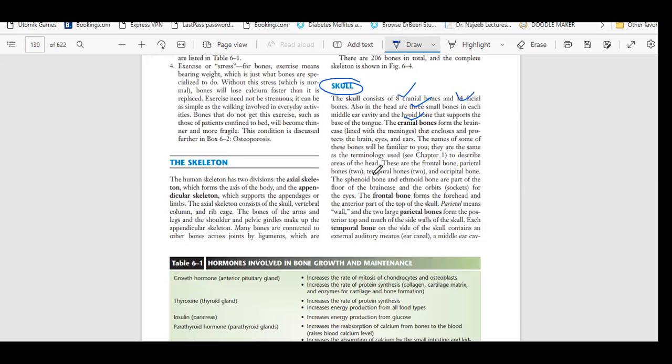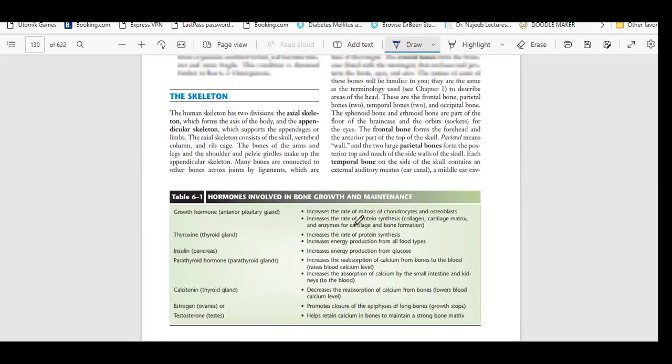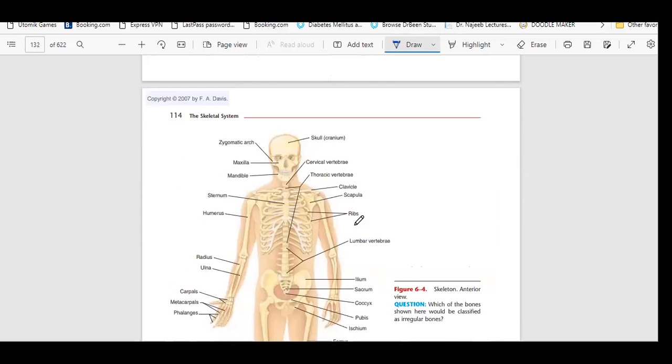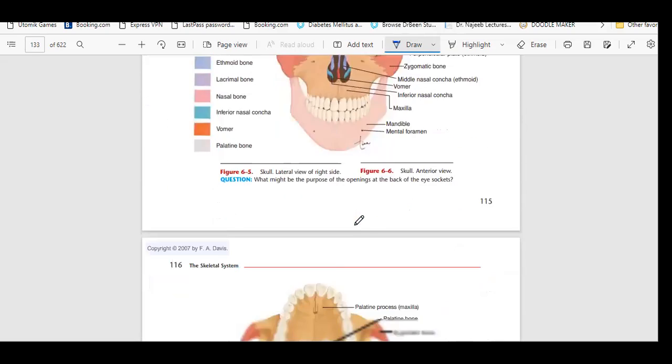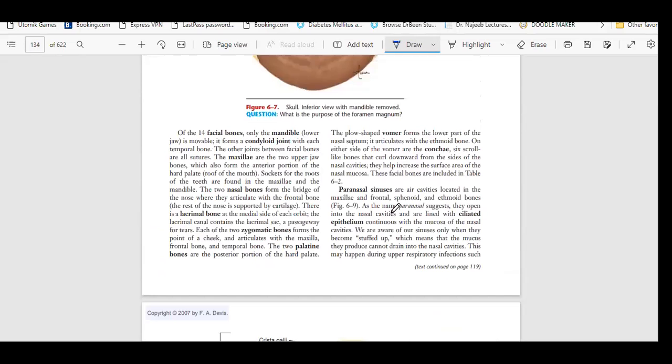Basically, cranial bones are the frontal bone, parietal bone, temporal bone, ethmoid bone, and sphenoid bone. So facial bones, what are the facial bones? We talked about facial bones also. In the facial bones, we have the mandible bone. Okay, mandible, this is the lower jaw, maxilla, upper jaw, nasal bone.